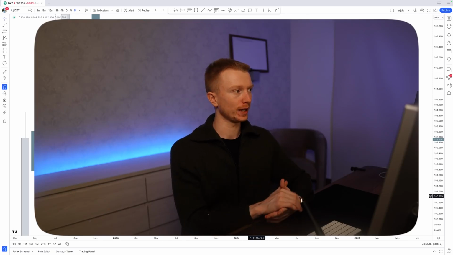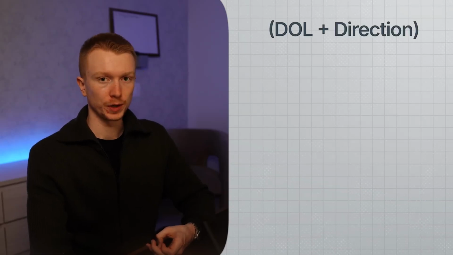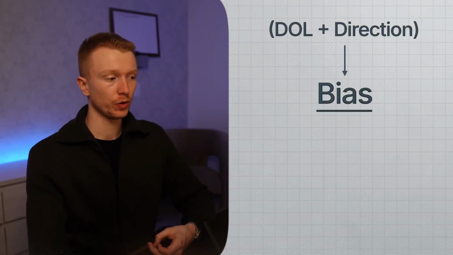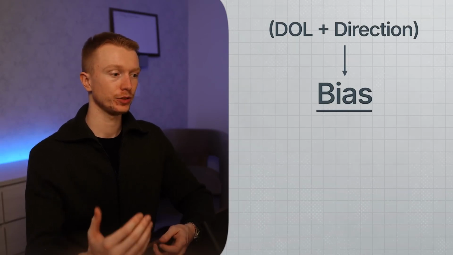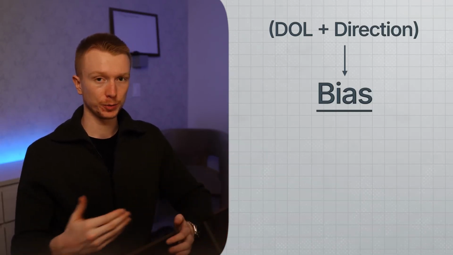Do we have right here a narrative? All right, what then is a narrative? Well, a narrative is when we understand the draw on liquidity and we understand the direction, we overall understand the bias. And the bias is a certain direction. Will we continue lower? Will we continue higher? And what target are we reaching for?